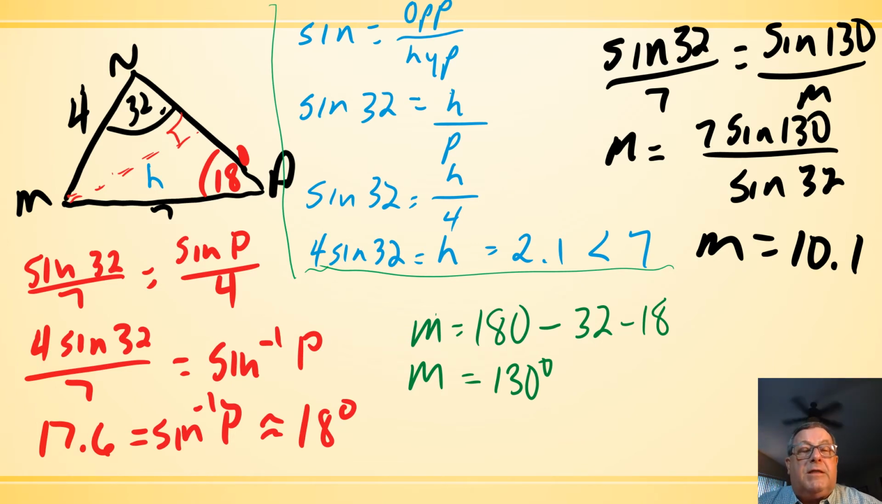And so we've met both parameters. The side opposite the angle we know is greater than the other side. That's the key for one solution. We double check the height: the side we know is greater than the height, and so we're only going to have one solution.